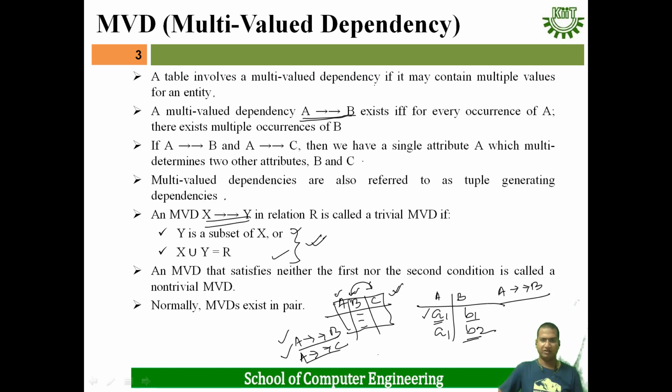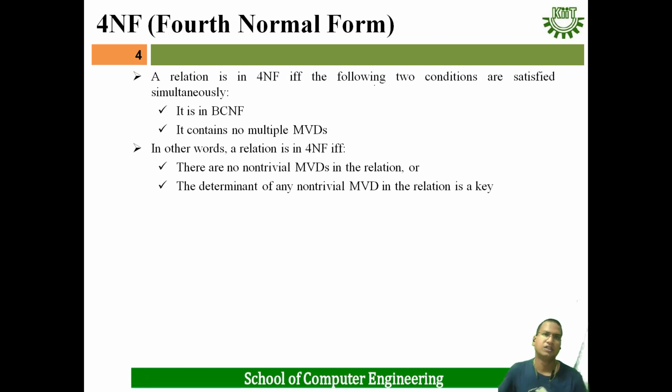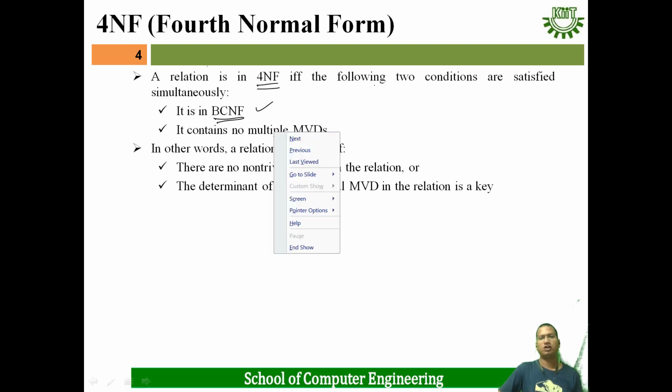If these two conditions are not satisfied, then that is known as non-trivial multi-value dependency. Normally multi-value dependencies exist in pairs. We'll see that with an example. Now we'll see fourth normal form, and it is based on multi-value dependency. A relation is in 4NF if the following two conditions are satisfied simultaneously. One is it should be in BCNF. That means in every functional dependency all the determinants should be a candidate key or primary key, and it contains no multiple multi-value dependencies. Multiple multi-value dependencies should not be there.